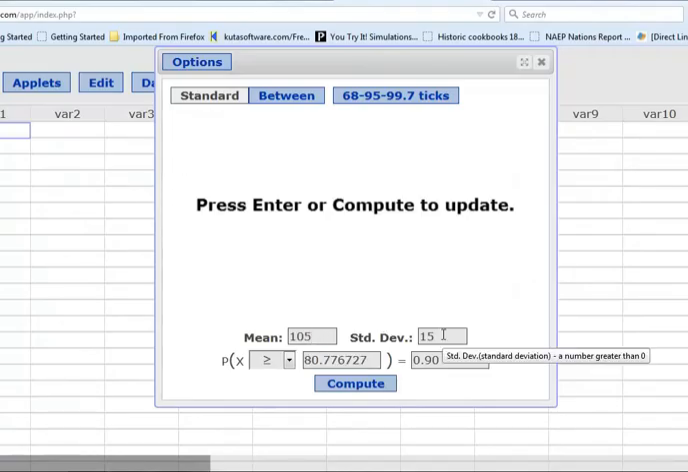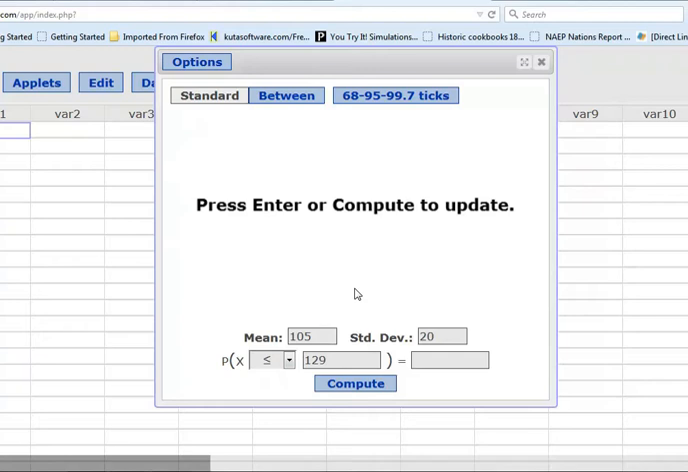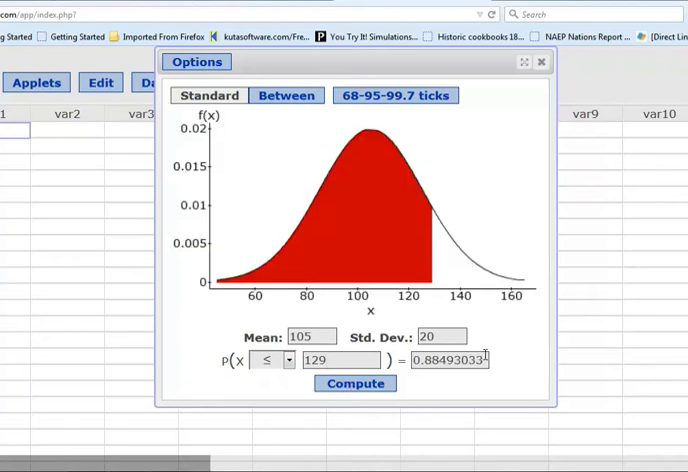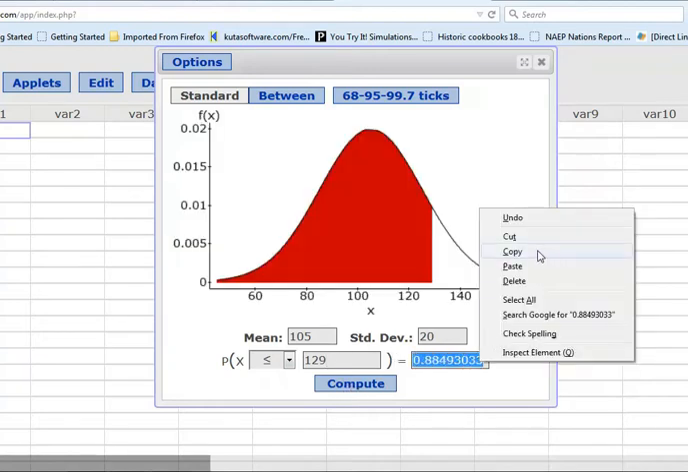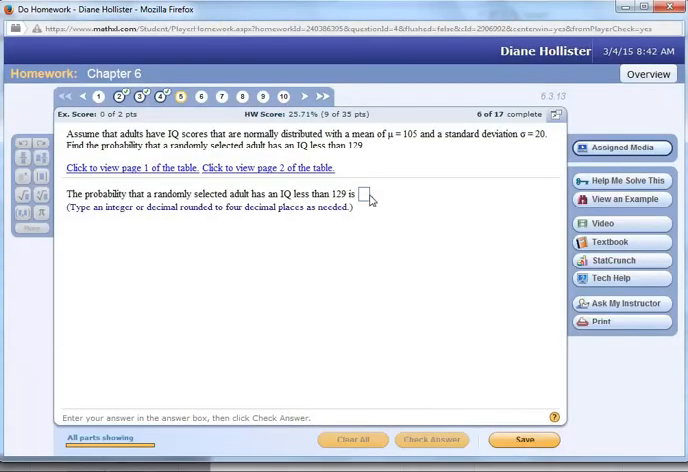105, 20, and less than 129. So our answer would be the value that's highlighted here in blue, 0.8849. Notice that the area below 129 is shaded, which means we have the correct area in our diagram.